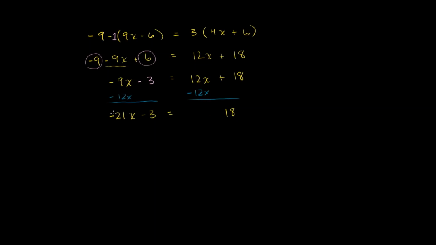Now, let's get rid of this negative 3 from the left-hand side. So on the left-hand side, we only have x terms. And on the right-hand side, we only have constant terms. So the best way to cancel out a negative 3 is to add 3. So it cancels out to 0. So we're going to add 3 to the left. Let's add 3 to the right.